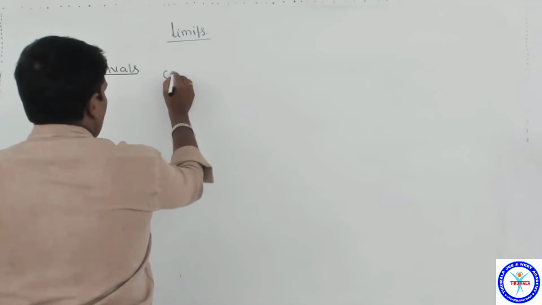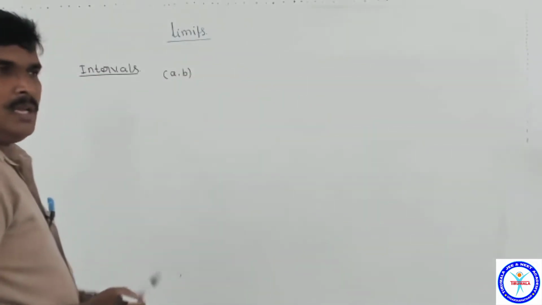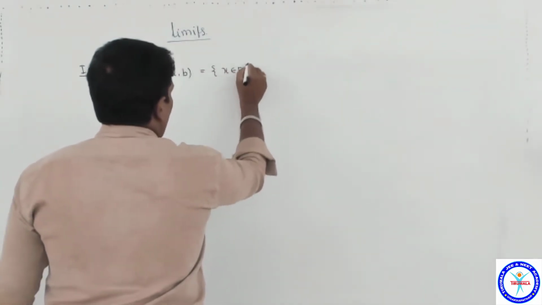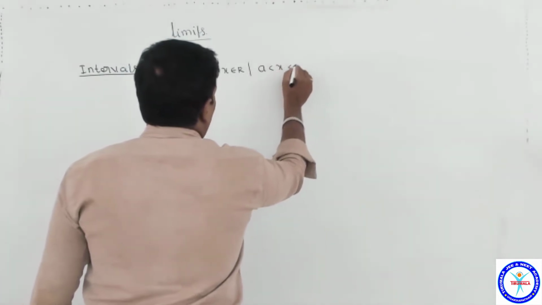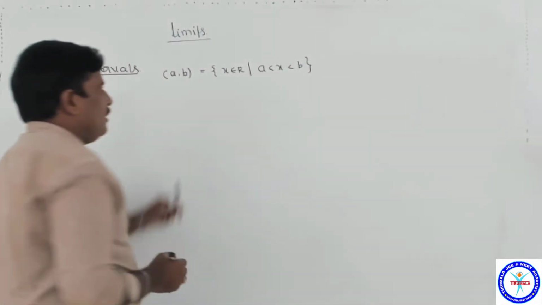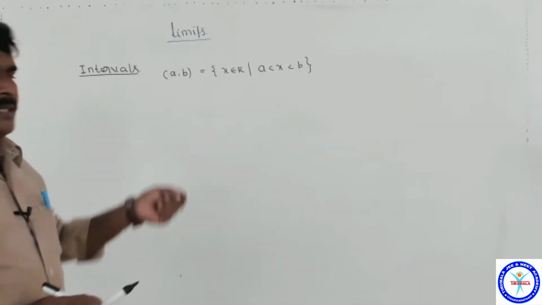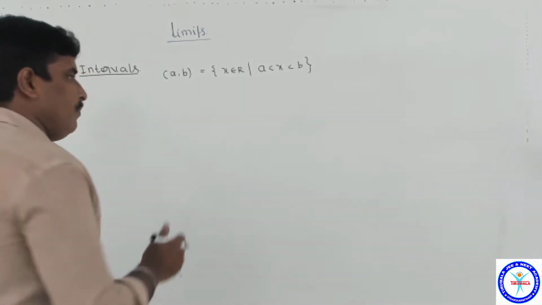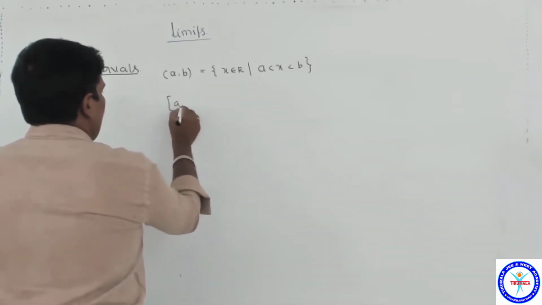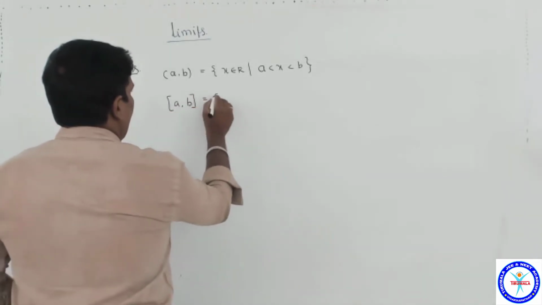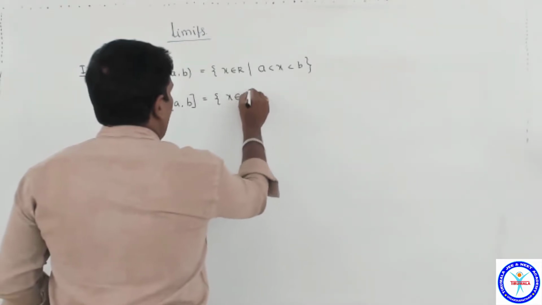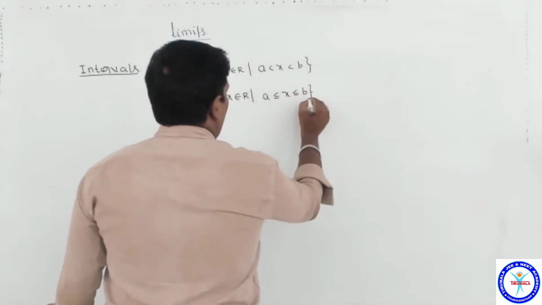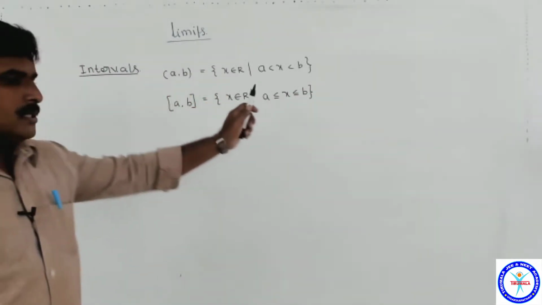First of all, this is called the open interval (a, b). The elements in the open interval (a, b) are of the form x belongs to R such that a < x < b. So the open interval (a, b) is the set of all elements that lie between a and b except a and b. And this is the closed interval [a, b] equal to the set of x belongs to R such that a ≤ x ≤ b.